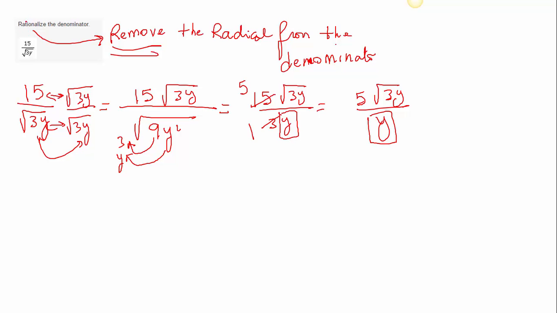And we satisfied the question, rationalize the denominator, no more radicals in the denominator. So the final answer would be 5 square root of 3y, and the whole thing is over y. No more radicals in the denominator.